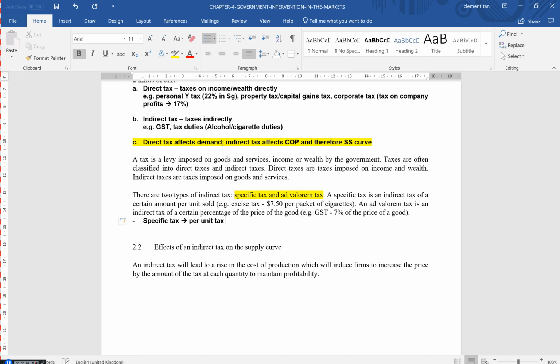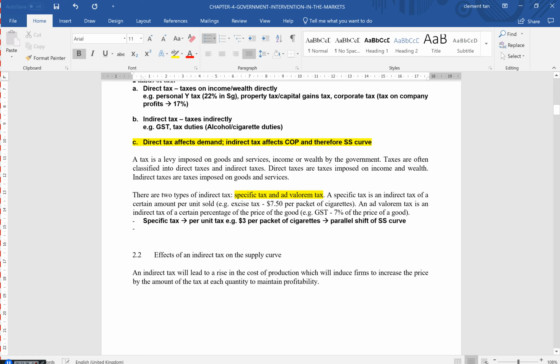So for example, $3 per packet of cigarettes. So it's a per unit tax. Every packet you buy, you add $3. Regardless of how many packets you buy, it's always $3 per unit. So this leads to a parallel shift of your supply curve. Just remember carefully, parallel shift. Most of the time, you always draw parallel shifts.